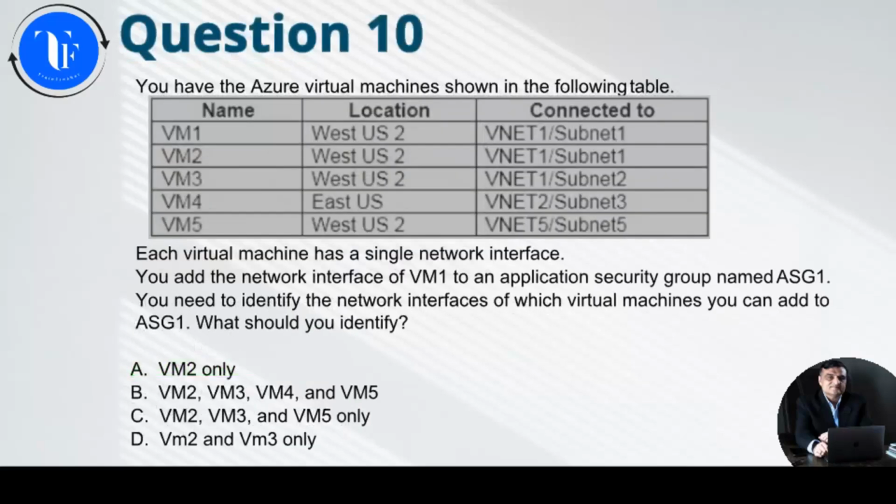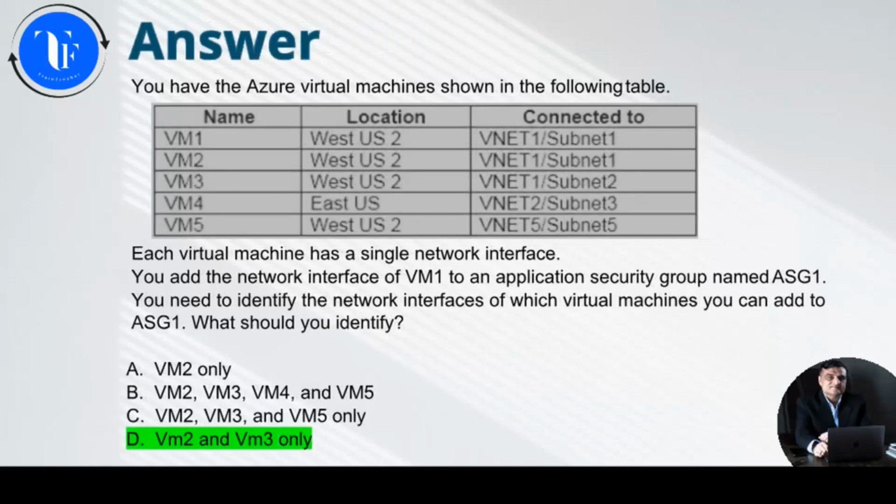Question 11. You have the Azure virtual machines shown in the table. Each virtual machine has a single network interface. You add the network interface of VM1 to an application security group named ASG1. You need to identify the network interfaces of which virtual machines you can add to ASG1. What should you identify? VM2 only, VM2, VM3, VM4, and VM5, VM2, VM3, and VM5 only, VM2 and VM3 only. Answer is VM2 and VM3 only.